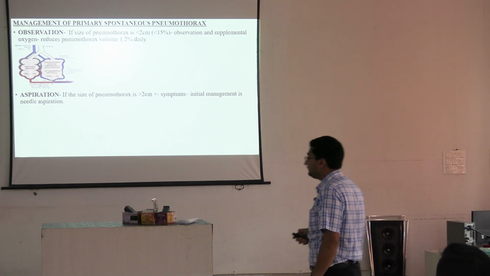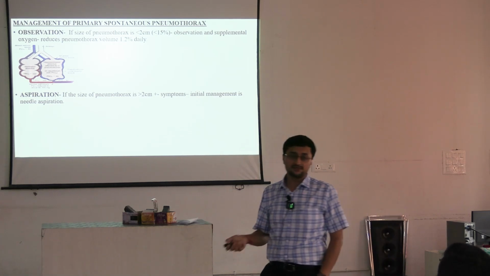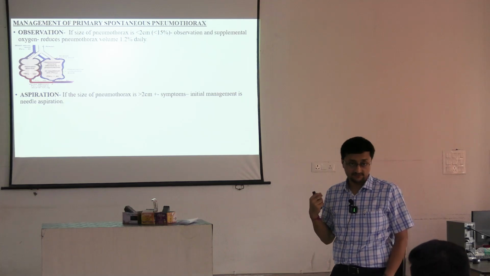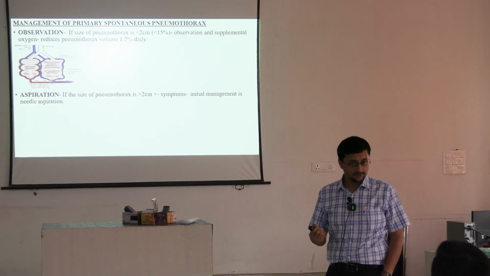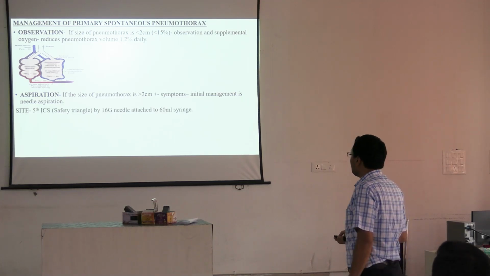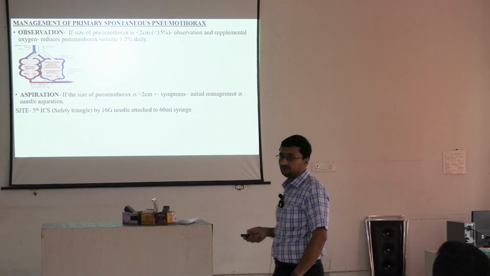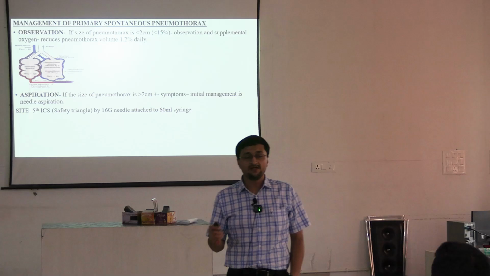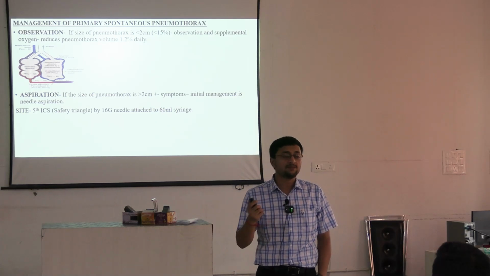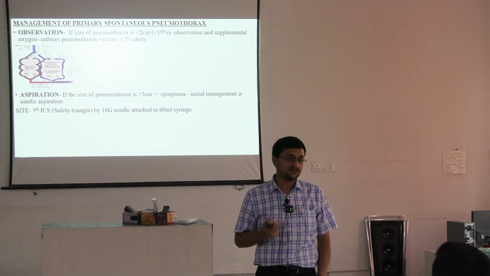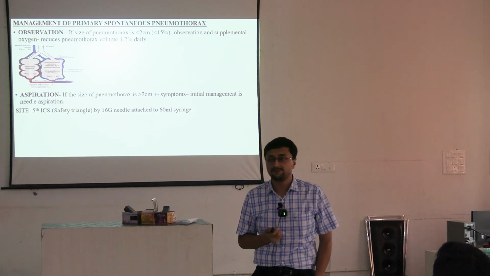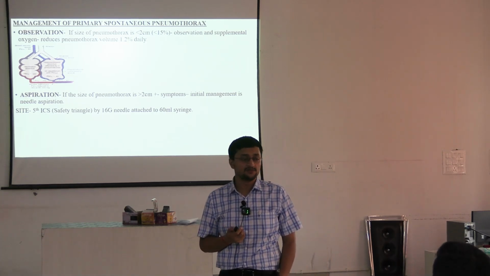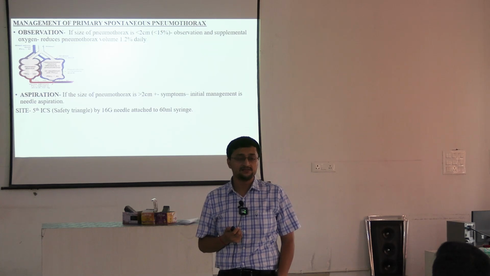But if the size of the pneumothorax is more than 2 centimeter according to the BTS guideline, then you have to aspirate through the needle. Okay. The site of the aspiration will be the 5th intercostal space, safety triangle or quadrangle. What is the boundary of the safety triangle or quadrangle? Anyone from your anatomy class? And why is it safe?